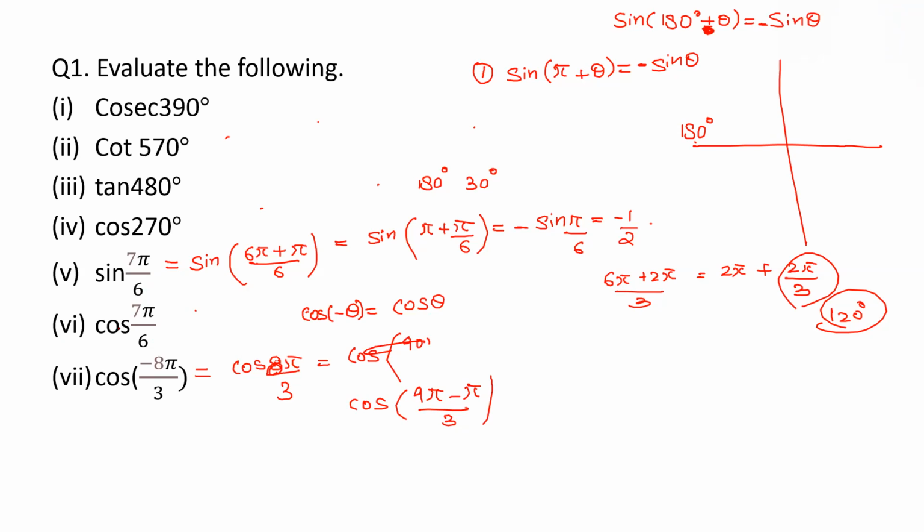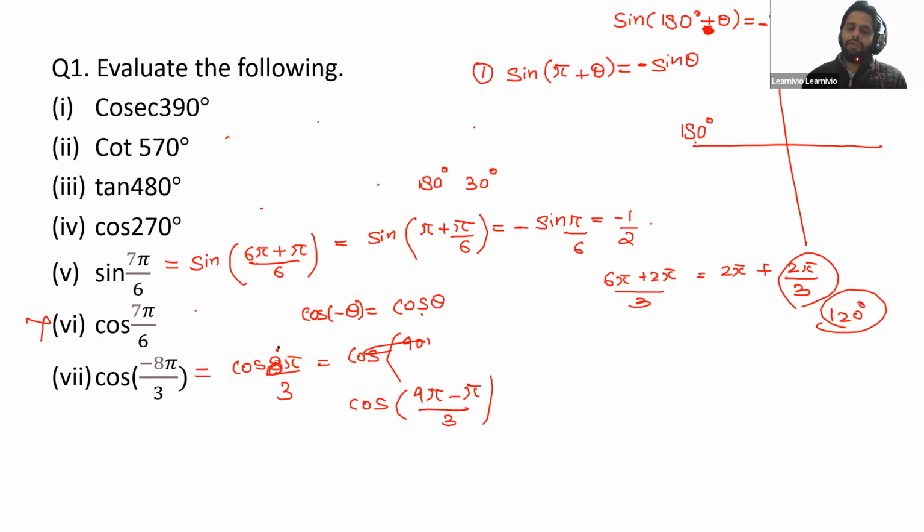Please leave this question number 6. Do not do this because it is similar to this one. Please check here, we have cos minus 8 pi by 3. So we already know that cos minus theta is cos theta. So can we write it like this, cos 8 pi by 3? Yes, sir. Okay.